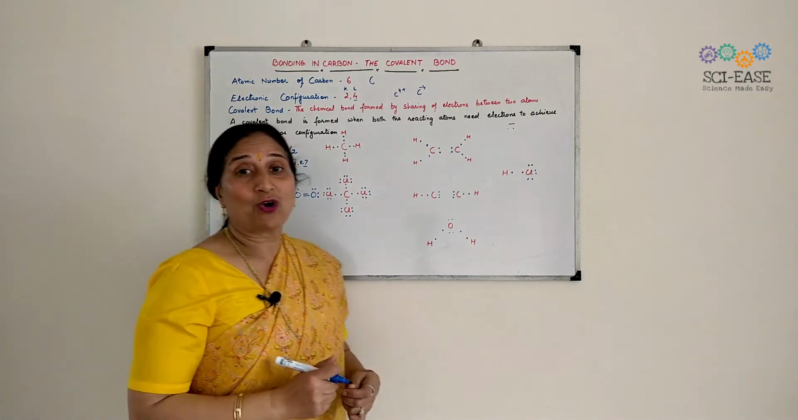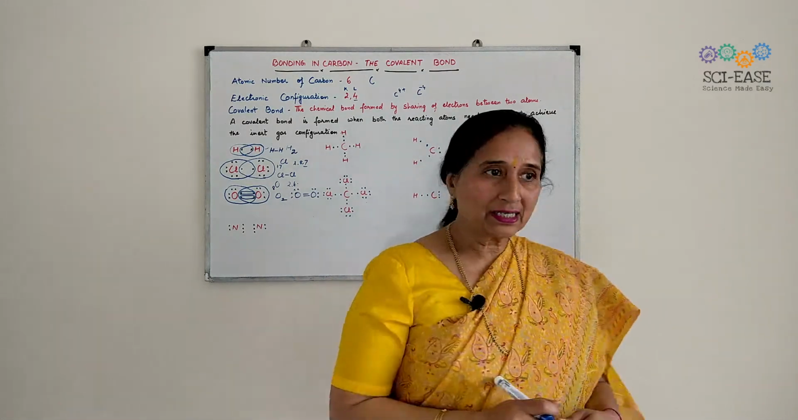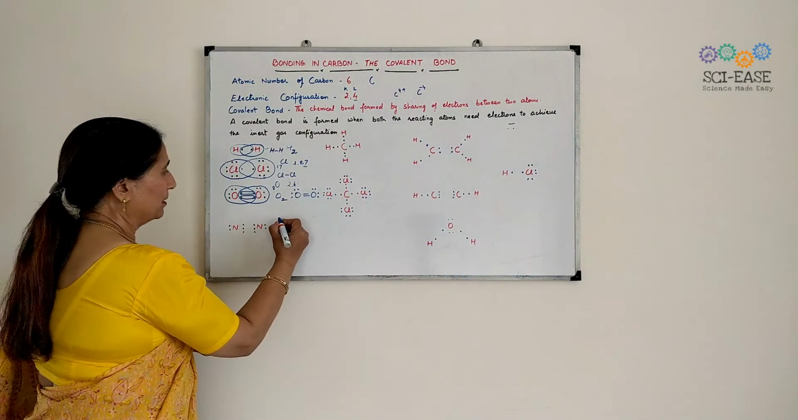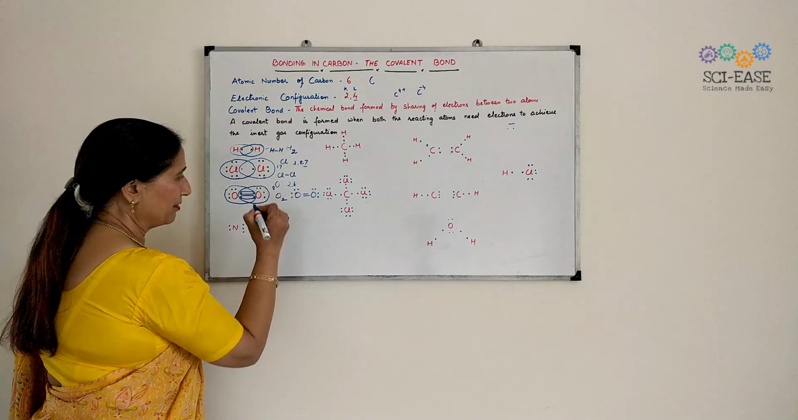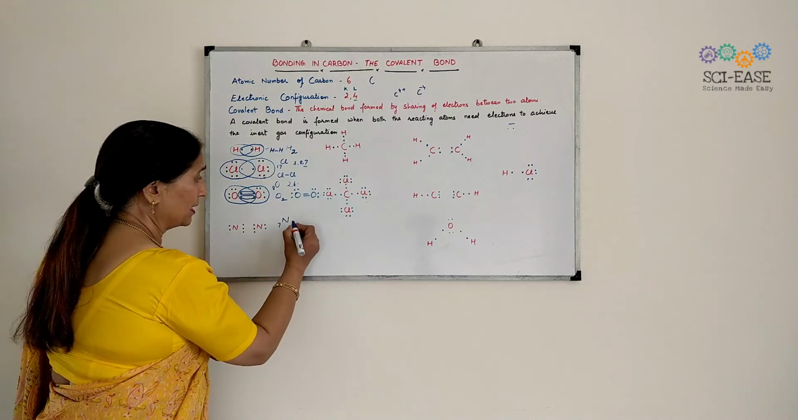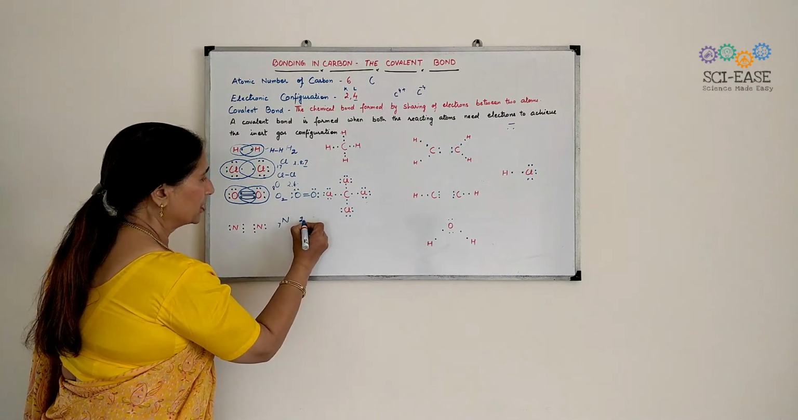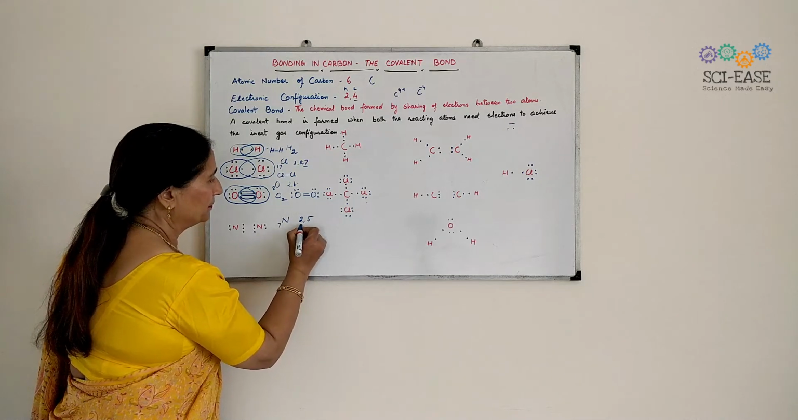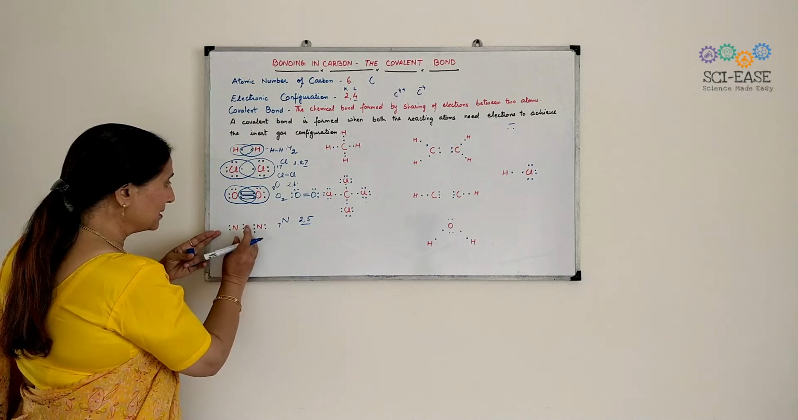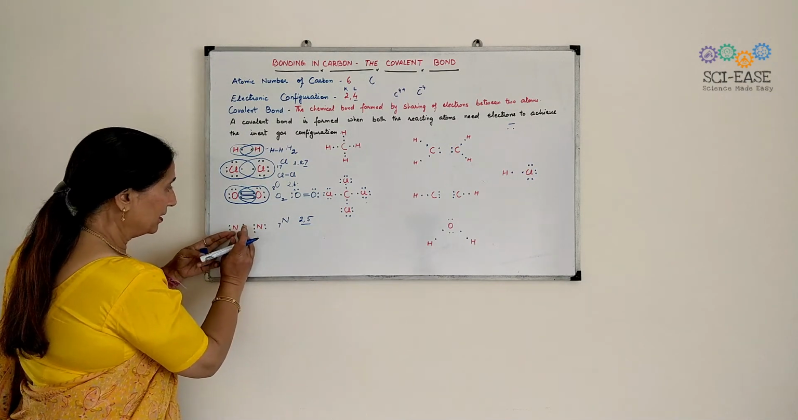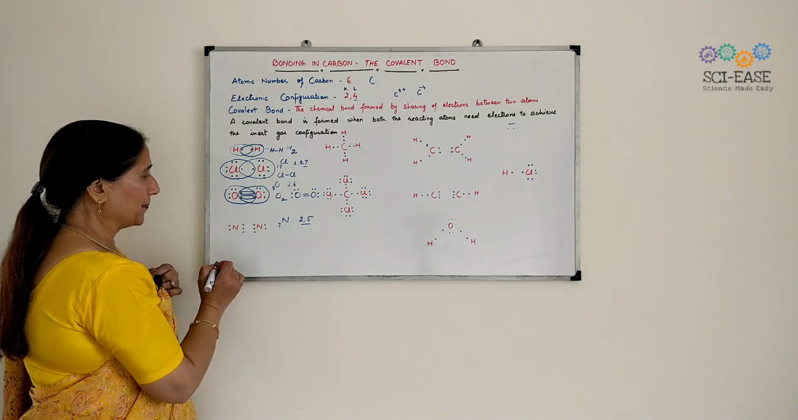Now take the case of nitrogen. Nitrogen has atomic number 7. First you write the symbol, then this is 7. What is its electronic configuration? Its electronic configuration is 2, 5. So you are to represent these electrons here so that they can share the electrons easily.